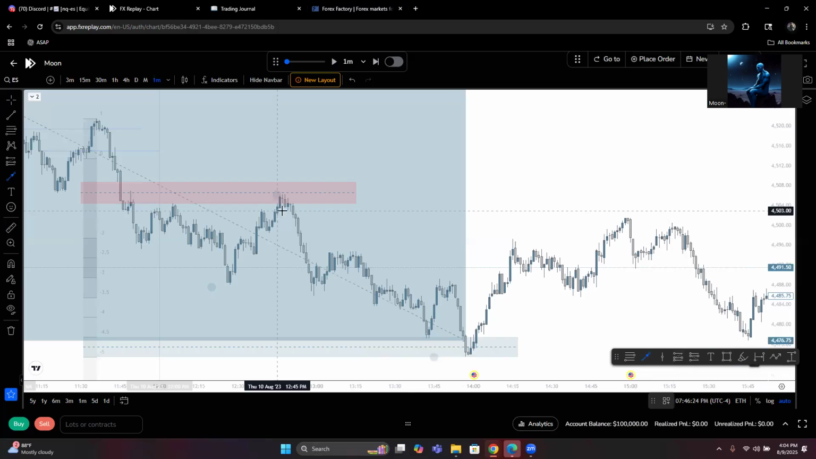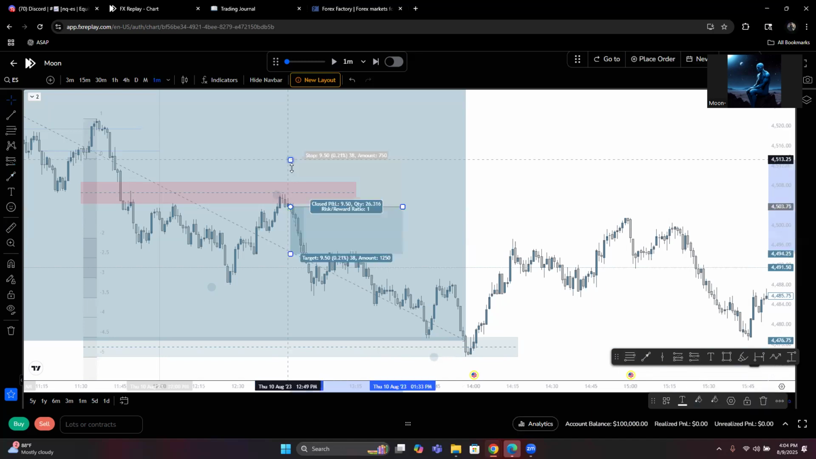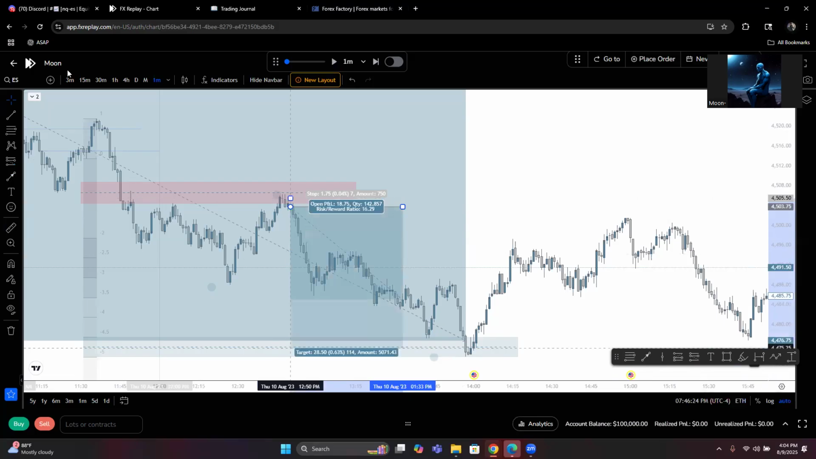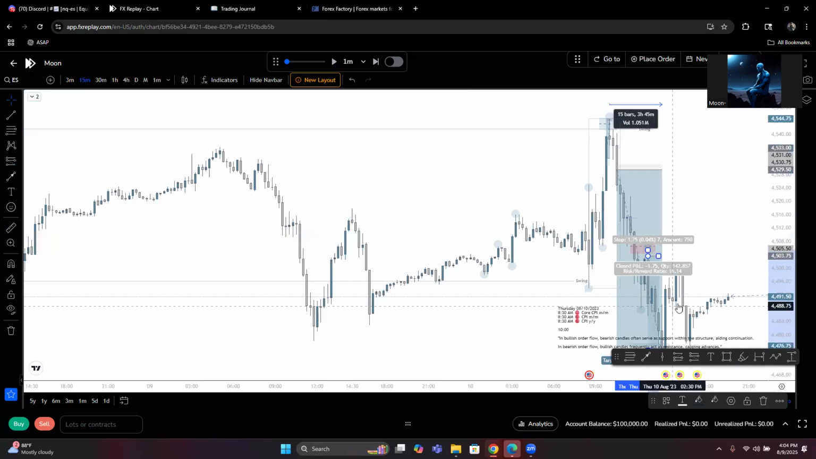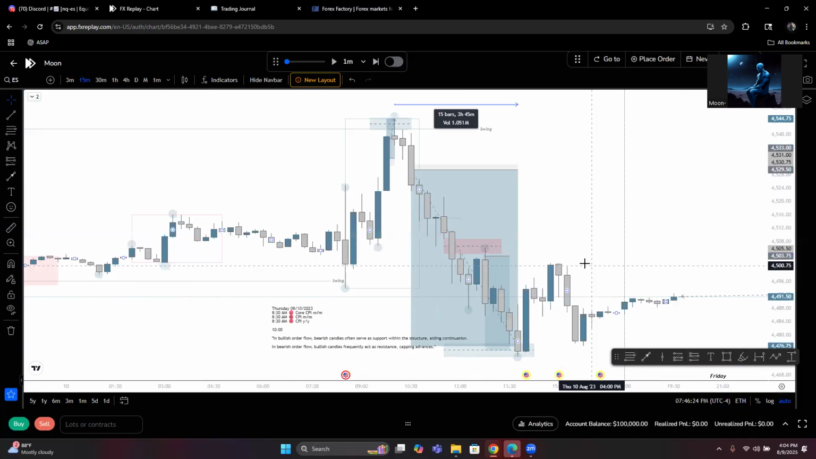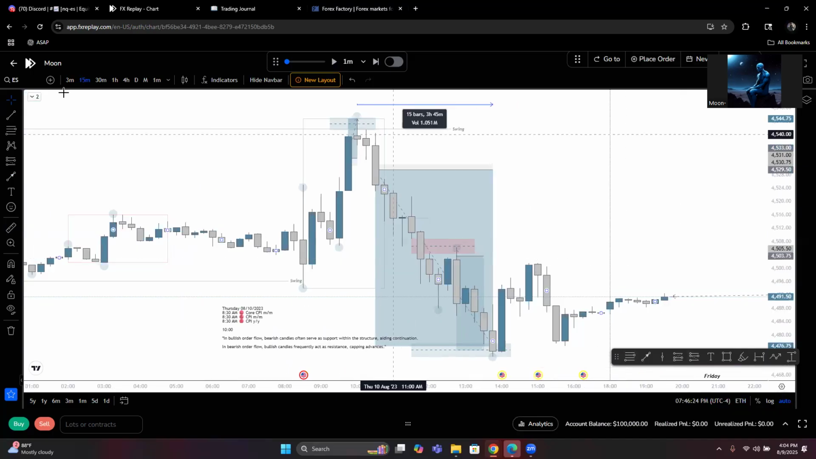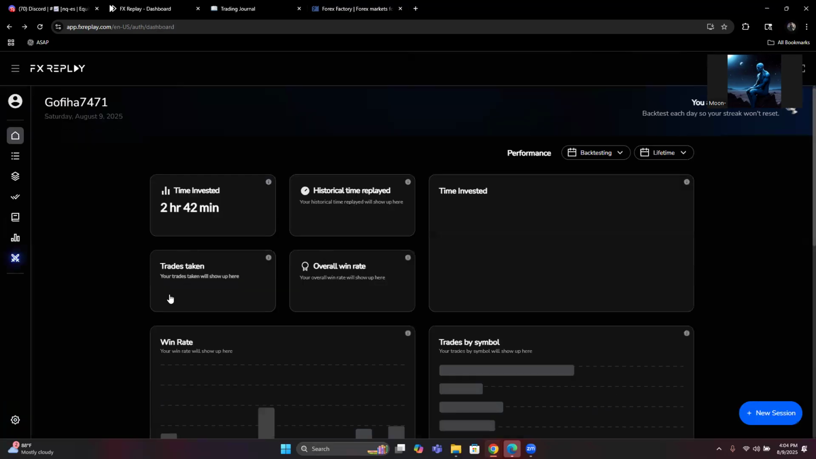And what do we do? Bullish candle right here, short, because it's acting as resistance, right? It's really, really, really simple when it comes to just identifying really what order flow is.